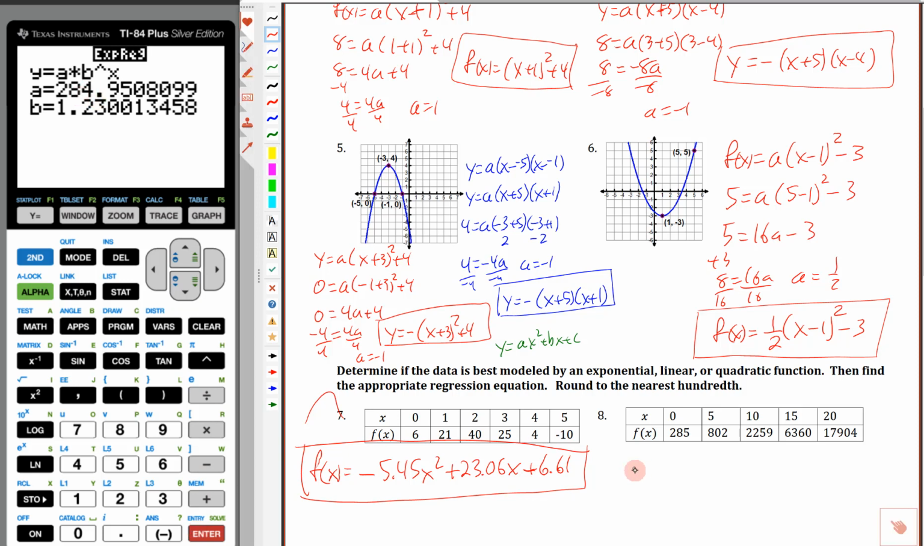So this is going to be f of x is equal to, the a, the coefficient out front, is 284.95 or 96. That's going to stay 95. And then we're going to have our base, and the base in this case is 1.23, and then we're going to raise that to the x. So there's our answer on that. Let's flip the page over and take a look at the other ones.